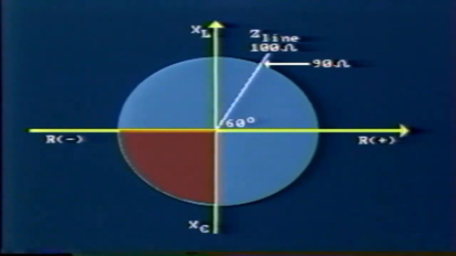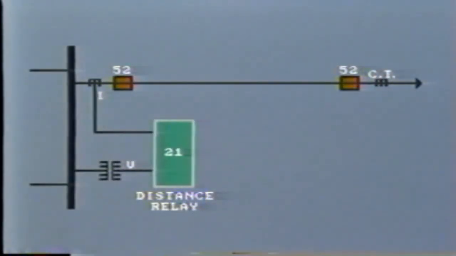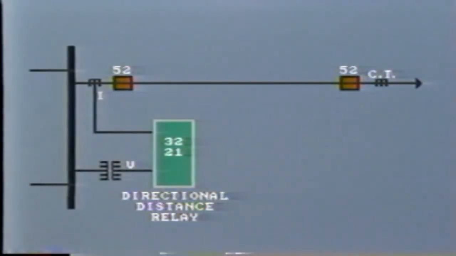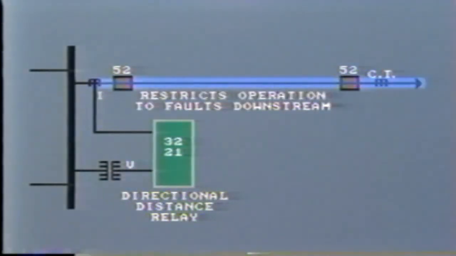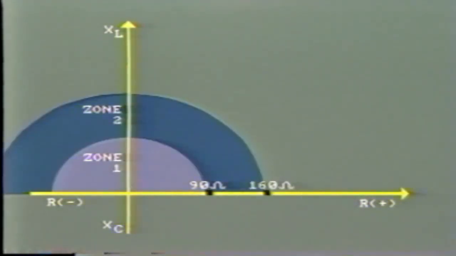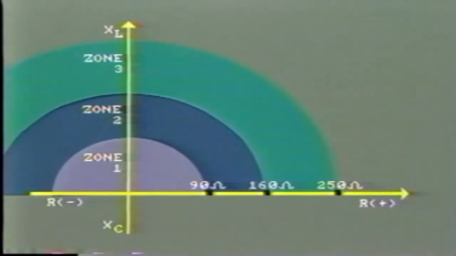To avoid this problem, directional relays, device number 32, are usually combined with balanced beam relays in order to restrict operation to faults downstream of the relay. So this first quadrant is the part of the circle diagram which interests us. We can add to the same diagram the operating circle for the second zone and another for the third zone protection that we mentioned.